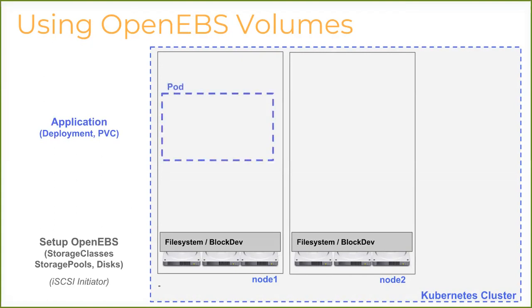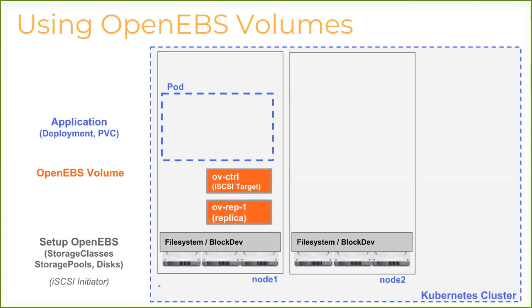All right, and the blue rectangle that we see here is an application pod, which will result in an OpenEBS volume. And when we see OVCTRL, it means an OpenEBS volume controller, which is nothing but the SCSI target. And then we see the OpenEBS replica. The replica is nothing but the disk, the one which is doing the IOs on the devices.